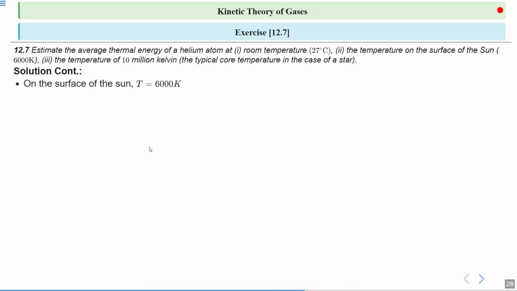On the surface of the sun, T equal to 6000 Kelvin. So average thermal energy is equal to 3/2 kT. Here E is the energy, k is the Boltzmann constant and T is the temperature in Kelvin. Now let's substitute the values into the formula. E is equal to 3/2 into 1.38 into 10 raised to the power minus 23 into 6000. Notice how we use the Boltzmann constant, 1.38 into 10 raised to the power minus 23 joule per Kelvin, which is important for these calculations.